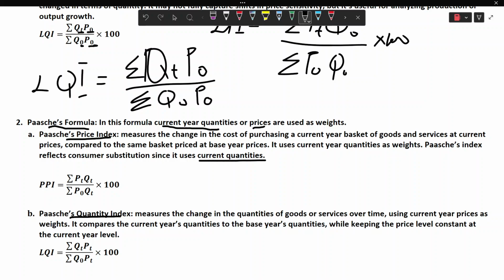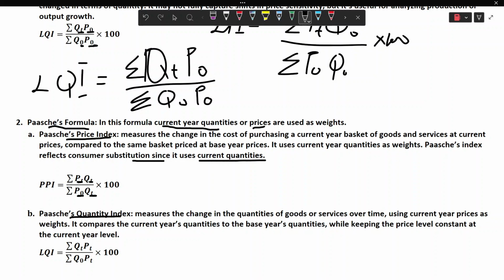So when you look at the formula, you have the current year prices and current year quantities. It reflects consumer substitution since you are using current year quantities as the weight, divided by prices in the base year times current year quantities, multiplied by 100.